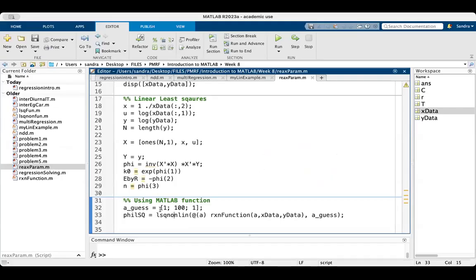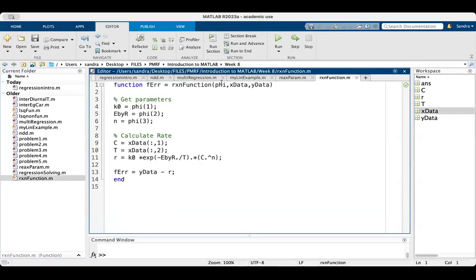So this is the function. I have three phi values here: one corresponding to k0, one corresponding to E by R, and another corresponding to n. There are three unknowns, so I'm just giving an initial guess of 1, 0, 1 for all these three unknowns. This is my function, the reaction function. Let's see what is happening in it. It will take phi, x data, y data. The first phi value is k0, the second phi value is E by R, and the third phi value is n.